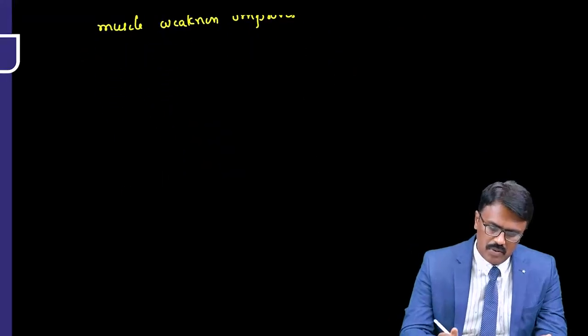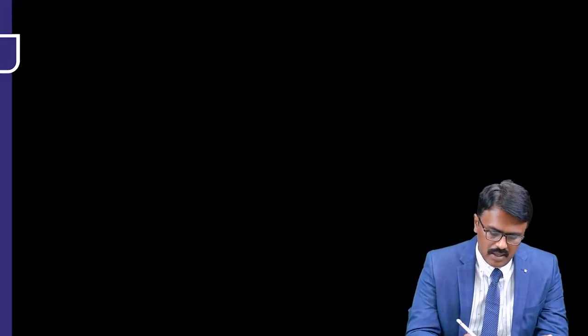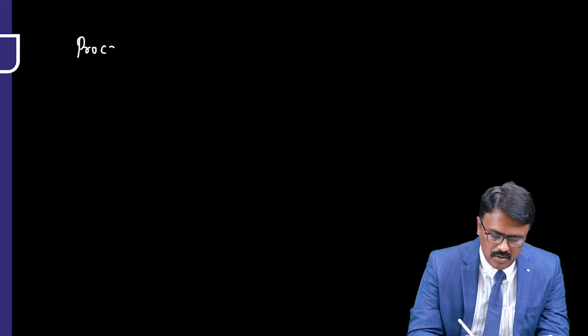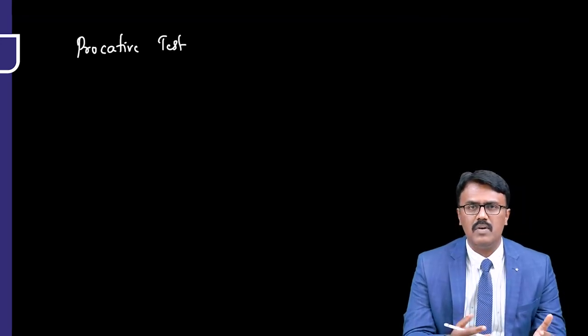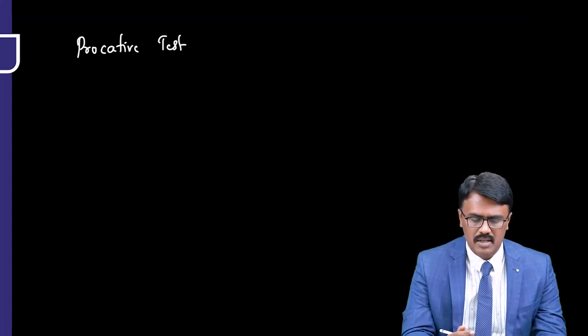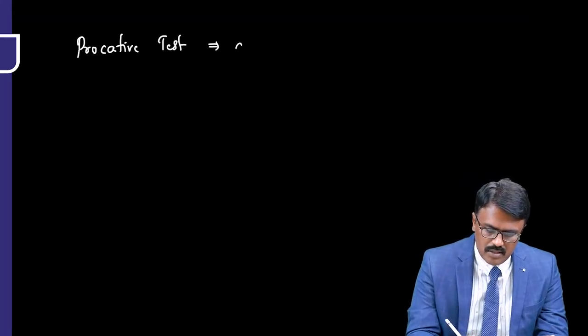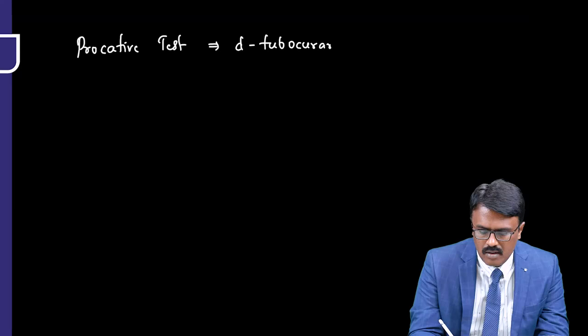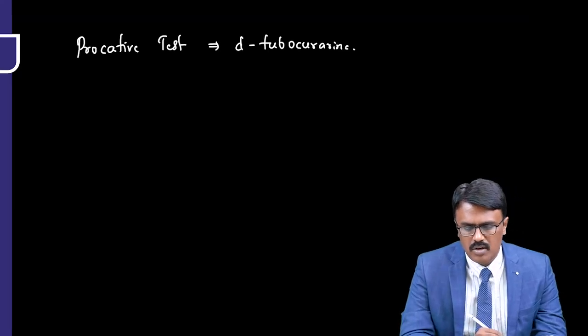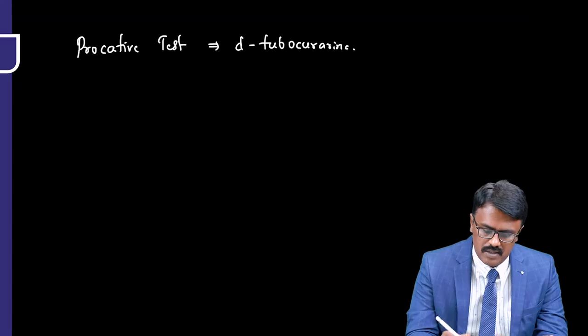Now, many times we have a test called the provocative test. A provocative test is a test where we provoke the myasthenia gravis, the name itself says it. The drug used for that is D-tubocurarine.